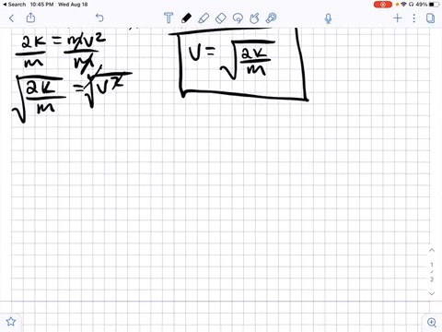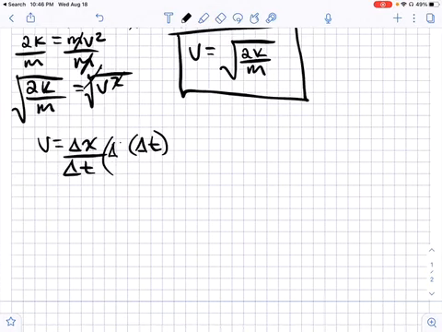So here's another one. Let's say we have v is equal to delta x all over delta t, and I want to solve for delta t. You need to be careful here whenever you're solving for something that's in the bottom of a fraction. I see a lot of mistakes on these kinds of manipulations. So the right side is delta x divided by delta t. The first step is to multiply both sides by delta t.